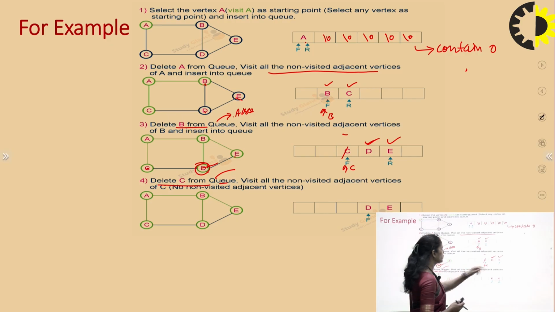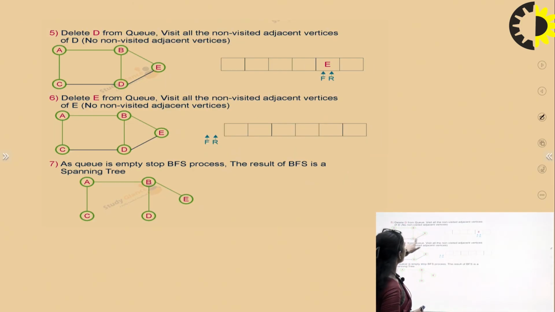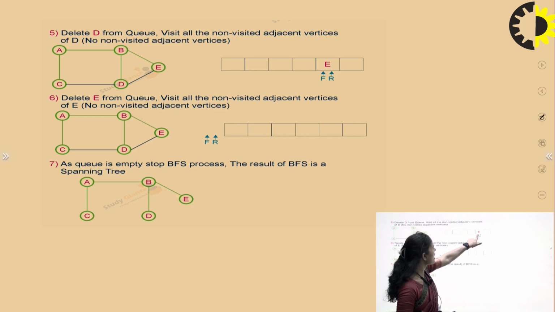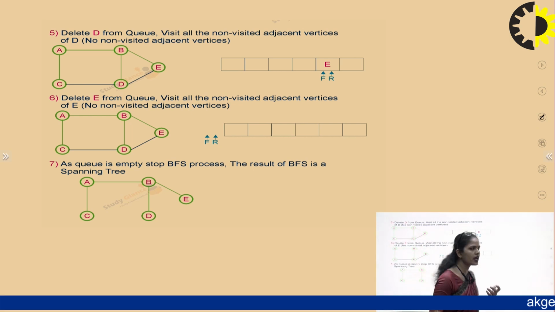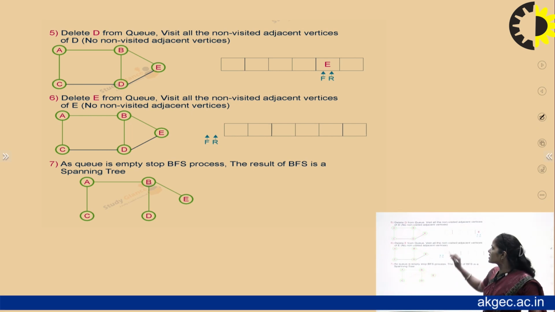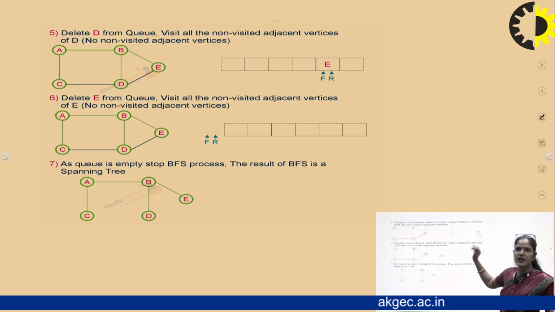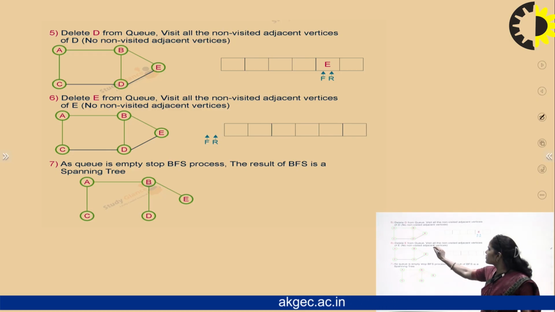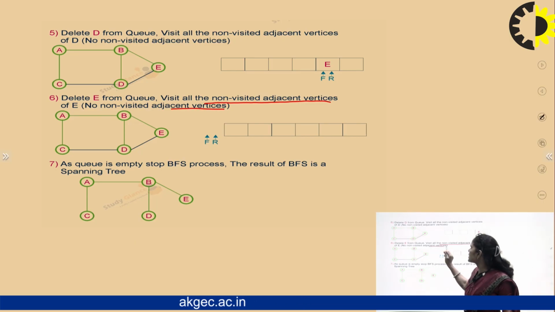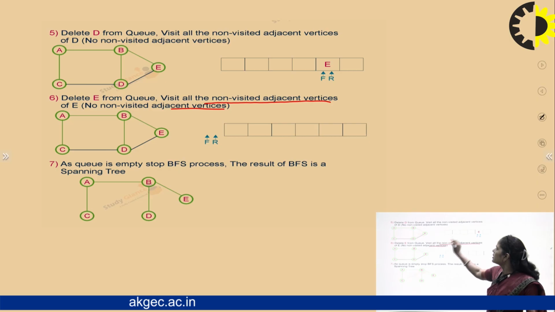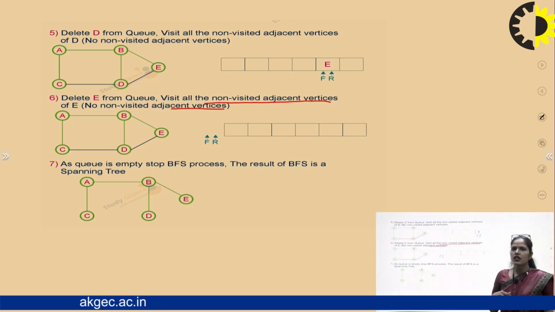in the queue. So basically at last, as we delete D, we have a last element, that is E, and E is also deleted from the queue, because the BFS algorithm implies that till the queue is empty, we are visiting all nodes and deleting all nodes, right? Visit all non-visited adjacent vertices, and here we have nothing. So basically it is simply deleted from the queue, right?